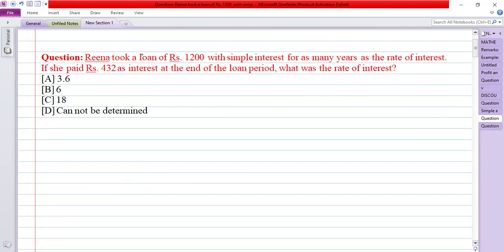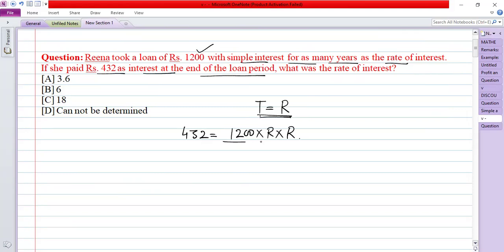Now Reena took a loan of rupees 1200 with simple interest for as many years as the rate of interest. Means here time T and rate of interest are the same. If she paid 432 as interest at the end of the loan period, what was the rate of interest? So this 432 is nothing but the principal amount 12 into 100 into R, and instead of time T, I will write R, and here obviously 100. So we have to merely solve this.